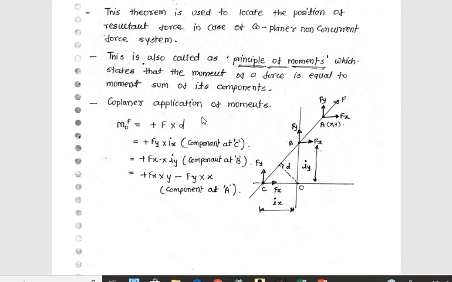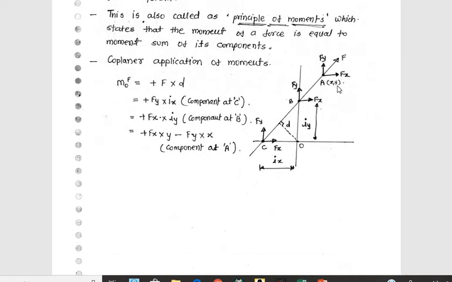Now with the help of these figures, I am going to explain how Varignon's theorem works. See, this is the origin. This is the perpendicular distance of the line through which the force is passing. Here it is at point A, with components Fx, Fy, and coordinates x, y. Point B is on the y-axis, so it has only a y distance and no x distance. And the third is point C, which is on the x-axis, having only an x component.